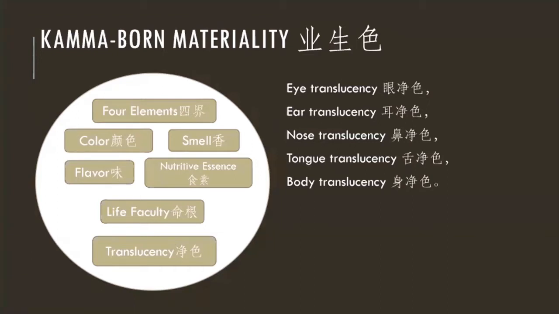In the ear also, we have body translucency. In the nose, we also have body translucency. In the tongue, we also have body translucency. It can be everywhere, all over the body. In the heart, in any body parts, there will be body translucency. So body translucency is impinged by tangible objects.